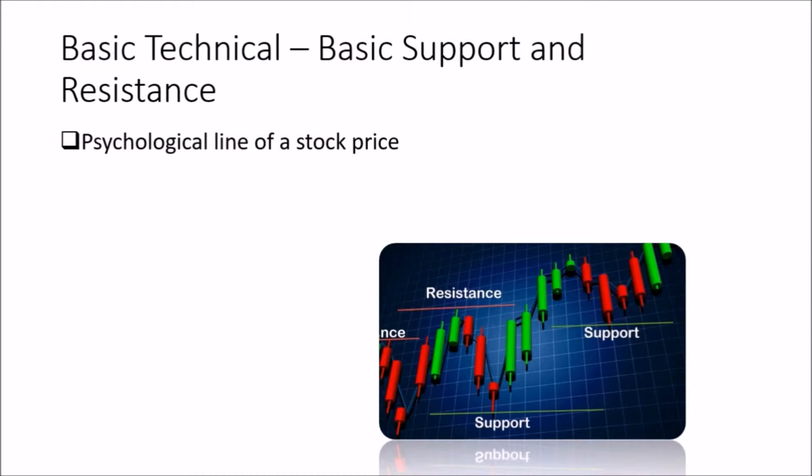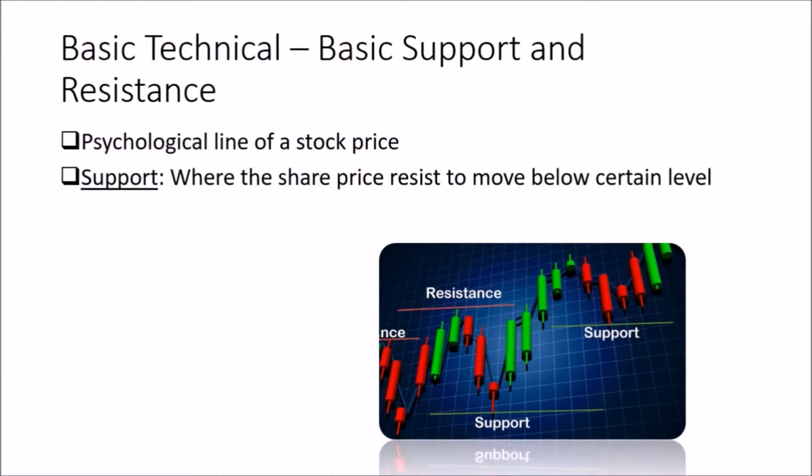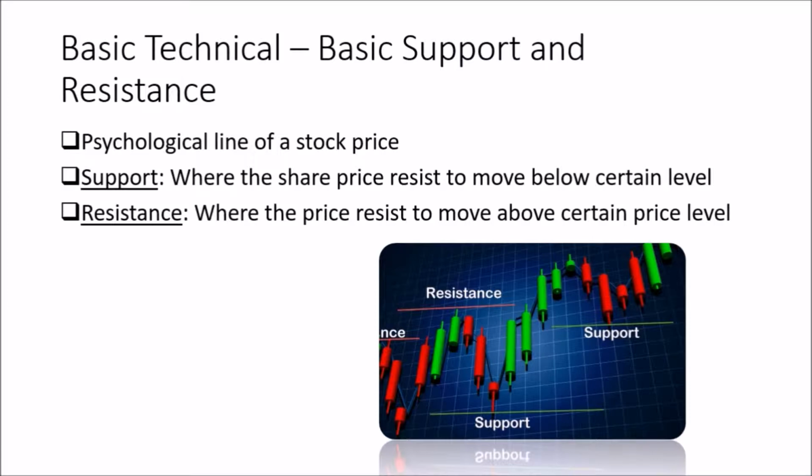Before we go further to chart drawing, you have to know the definition of each support and resistance. A support line is where the share price resists moving below a certain price level. The demand for the stock is usually high when it hits the support, while a resistance line is where the price resists moving above a certain price level. The demand for the stock is usually low, which leads to oversupply that subsequently leads to a price decline, either temporarily or even dropping lower after it hits the resistance line.